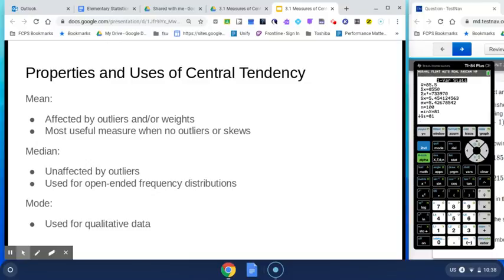The mode is really only used if we have qualitative data. In other words, we have categories instead of numbers. So if we're talking about eye color, for instance, we can't find an average eye color. We can't find a median eye color. Makes no sense to find those two measures of center. Really the only one that makes sense is the mode. So which eye color is appearing the most?